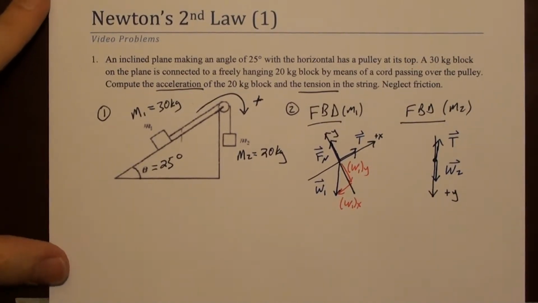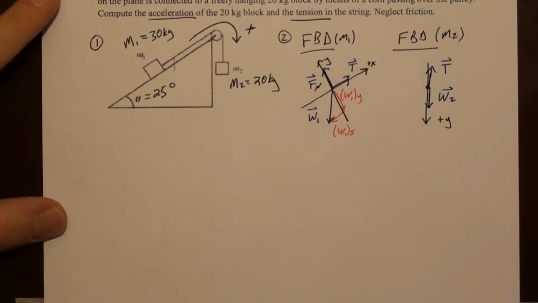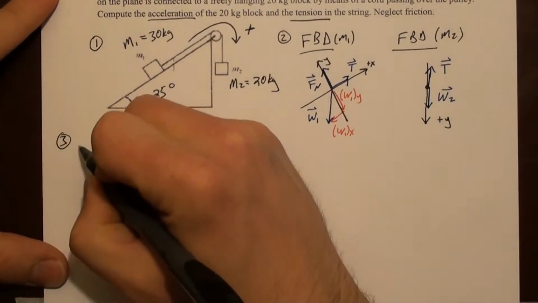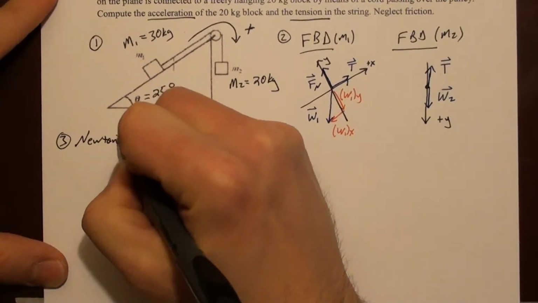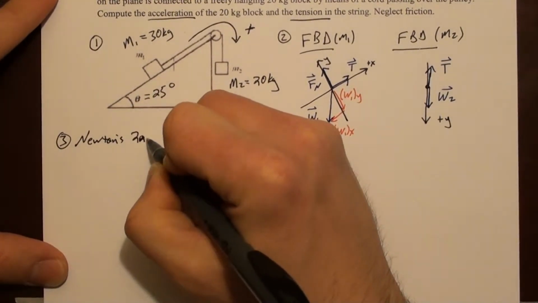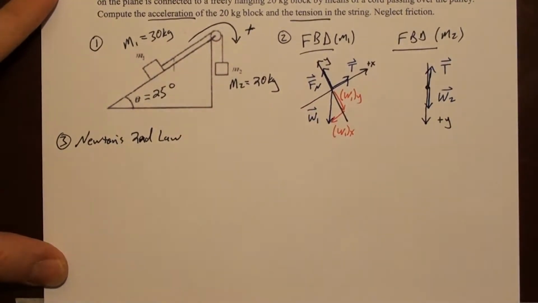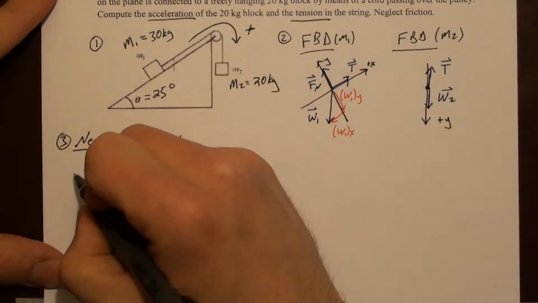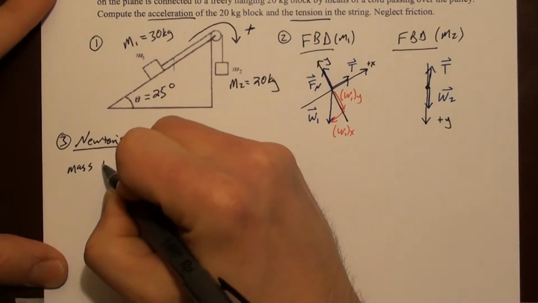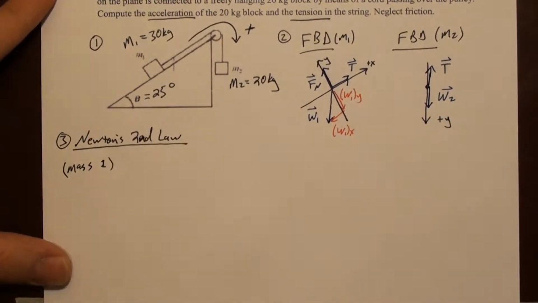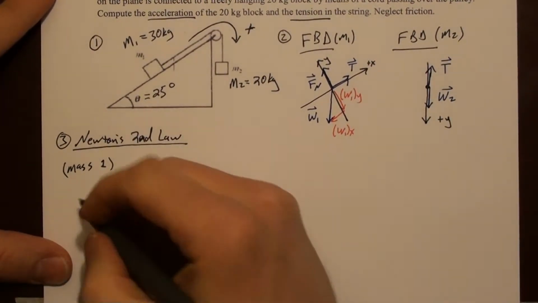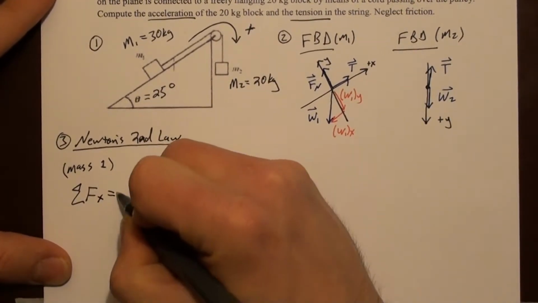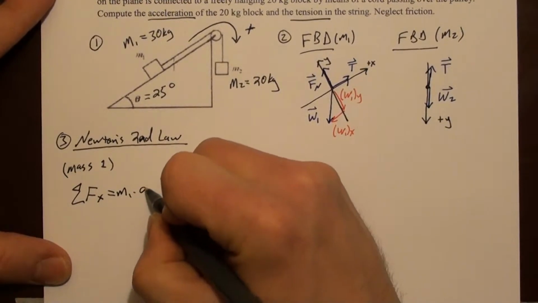So now we can think about Newton's laws, and how they apply to this. So this is maybe step 3 here. Specifically Newton's second law. And we're going to apply this individually to each block. So we'll start with mass 1. Under the heading of mass 1, we're going to apply this to the x direction and the y direction. So remember, the sum of the forces is the mass times its acceleration.